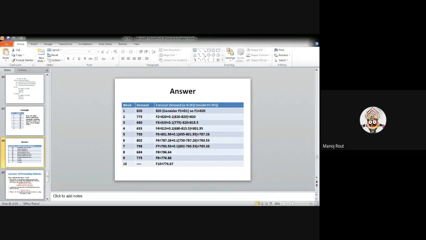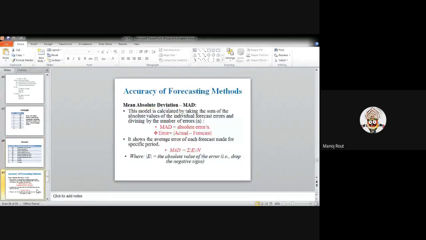Okay, going to the last part, just note down this formula, then we'll explain in the upcoming classes. That is the accuracy of forecasting. So this is the last slide. Accuracy of forecast methods, that is mean absolute deviation.